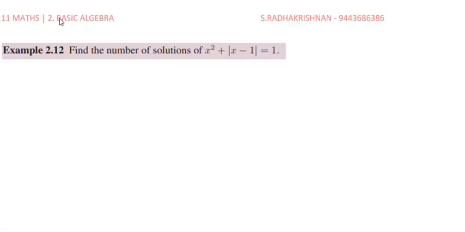Next, see, find the number of solutions of x square plus modulus of x minus 1 equal to 1. This is the question. We have a modulus. We know the definition of modulus of x. What is the definition for modulus of x? If you have seen the previous videos, modulus of x is equal to x if x is greater than 0, minus x if x is less than 0.